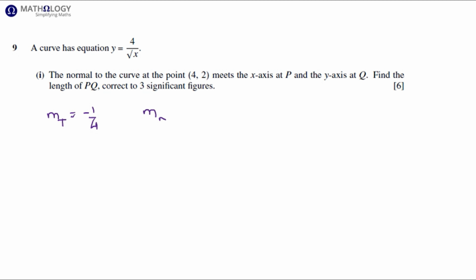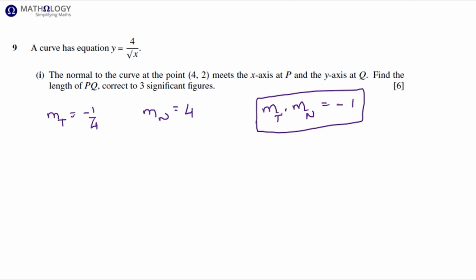Now the gradient of the normal to the curve at this point of contact will therefore be 4. Because the tangent and a normal are perpendicular to each other, the gradient of the tangent times the gradient of the normal has to equal -1. This is the rule for perpendicular lines. The product of the two gradients of perpendicular lines will always be -1. So if the gradient of the tangent is -1/4, then the gradient of the normal is going to be 4.